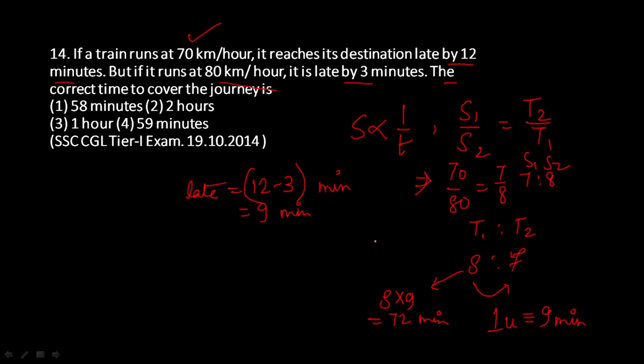But is it the answer? 72 minutes will be the answer? No, because it says in the first case it reaches its destination late by 12 minutes. So if it is late by 12 minutes, then it will be minus 12. So 60 minutes is the actual time. The correct time to cover the journey is 60 minutes. Then 60 minutes is equal to 1 hour. So 1 hour will be the answer. I hope it is clear to you. Moving to the next one.